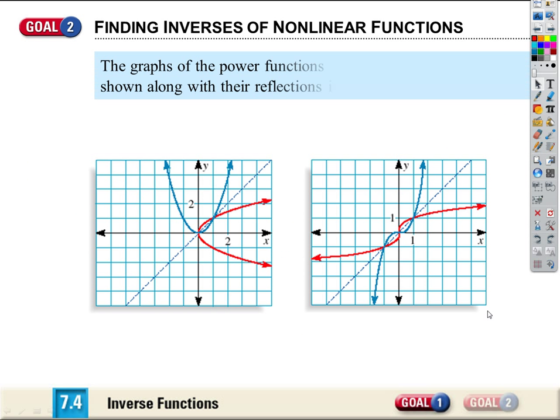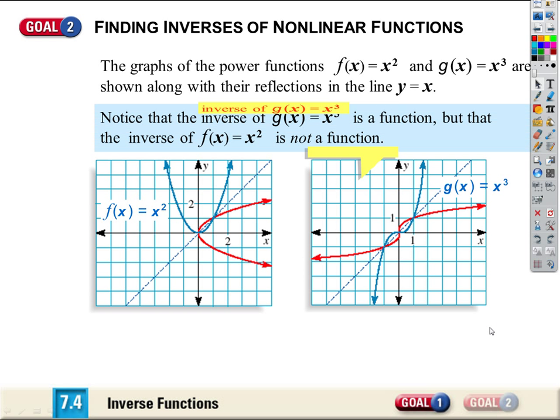Okay? If we look at the graphs of these power functions, these are the ones we looked at. If f of x equals x squared, there's the original blue one. We showed that the inverse of that is going to be this sideways parabola. If we graph y equals x cubed, there's the original blue, there's the final red. Notice that the inverse of x squared is not a function, but the inverse of x cubed is, right?